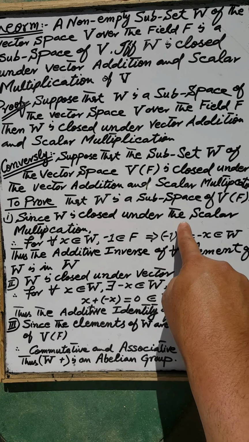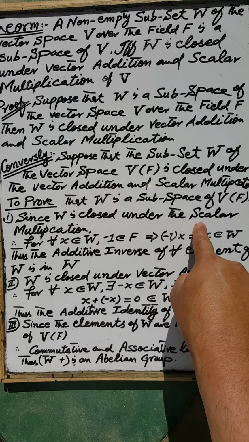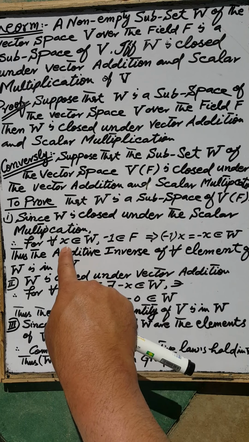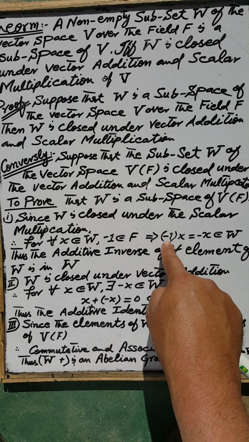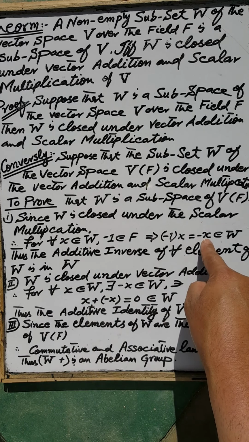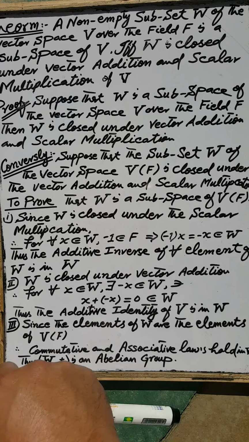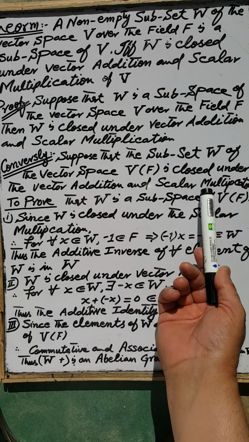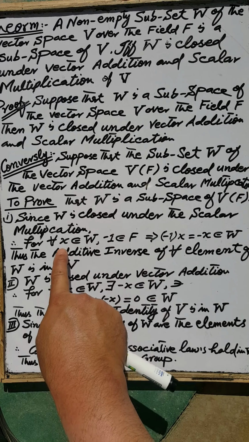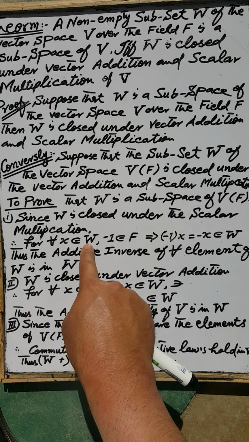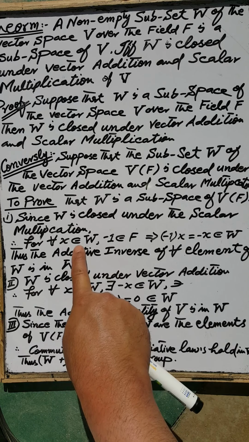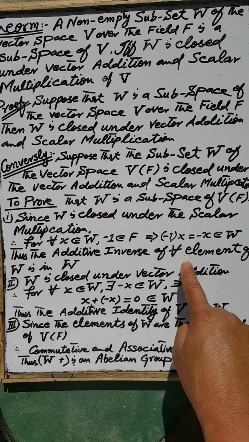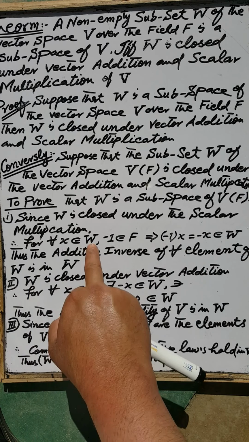Therefore, under the condition of scalar multiplication, for the elements of W and minus 1, that is minus 1 multiplied by x is equal to minus x, is contained in W under the given supposition. That is, for each element of W, the inverse of each element of W exists in W. Thus the additive inverse of each element of W is in W.